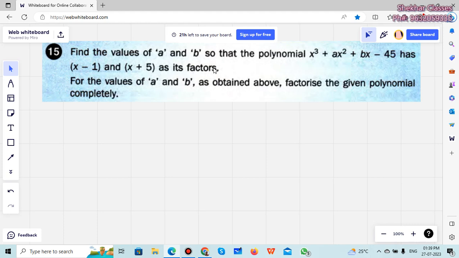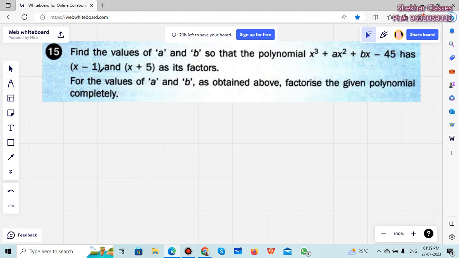And once we have got the value of a and b, we will put it back into the polynomial. We'll get that polynomial here, right? And once we have got that polynomial, they are asking us to factorize it. So we will factorize it in a normal way, right? So let's first of all find the value of a and b. How do we do that?